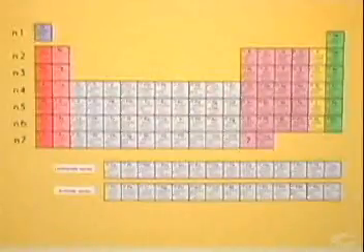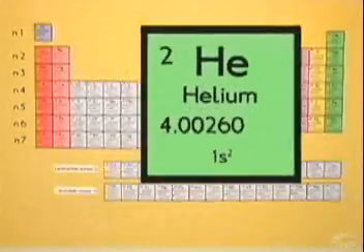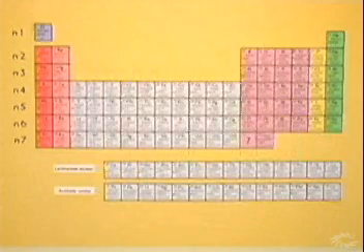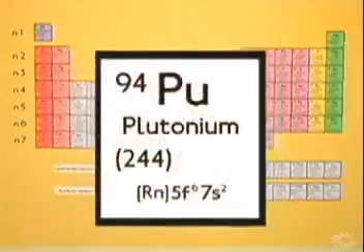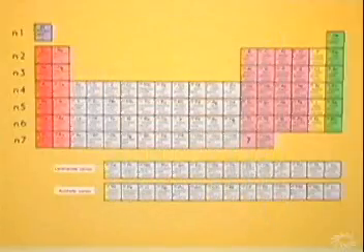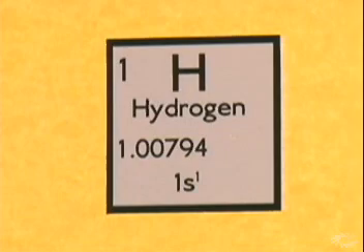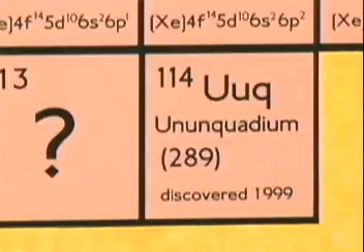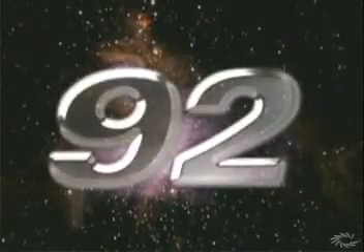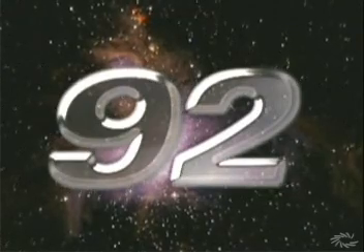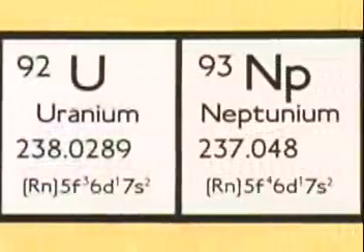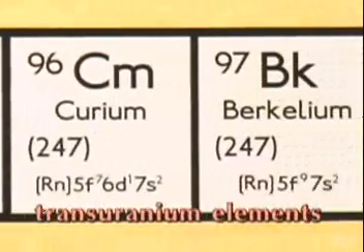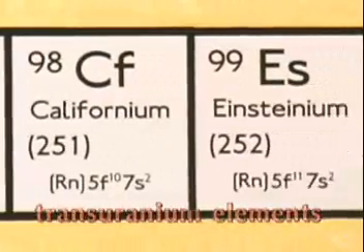The periodic table is a type of map of all the elements. The position of the element on the table explains the structure of the atom and helps us understand how it will react with the other elements. The elements are organized from atomic number 1, hydrogen, to atomic number 114, unquadium. Actually, there are only 92 elements that are found naturally in the universe. Uranium is atomic number 92. Beyond uranium are the transuranium elements, which have only been created in laboratories.